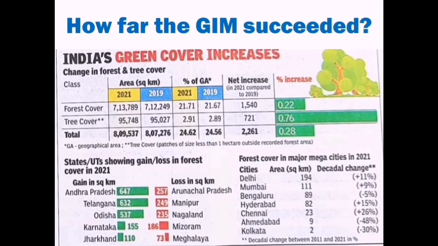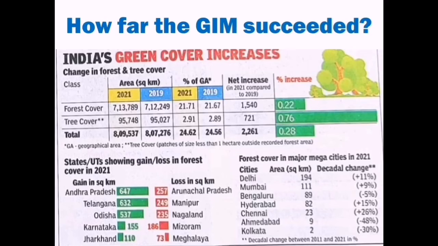At the end, let's check out the performance status of the mission, how far Green India succeeded. Unfortunately, the afforestation activities of the plan had fallen short by 30% of its target from 2015 to 2021. The mission had to face some obstacles in certain states, but few states have done well on their targets as depicted in this slide.